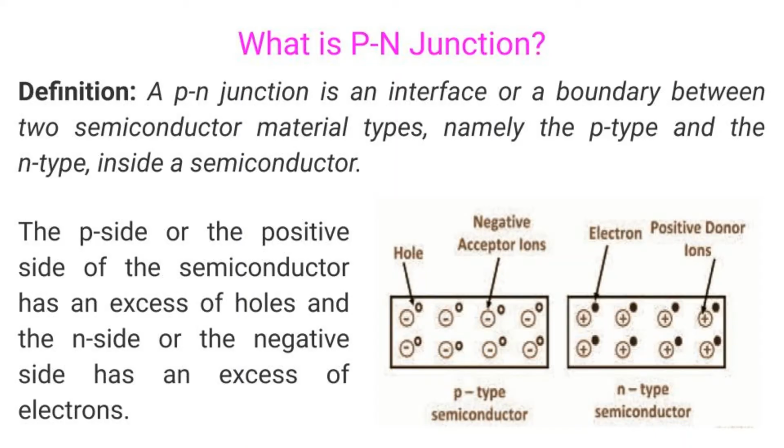What is a p-n junction? A p-n junction is an interface or a boundary between two semiconductor material types, namely the p-type and n-type, inside a semiconductor. The p side, or positive side, of the semiconductor has excess holes as in the diagram, and the n side, or negative side, has excess electrons. We can clearly see this in the diagram.